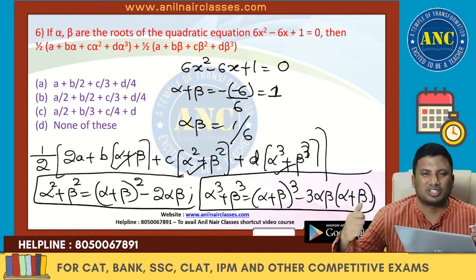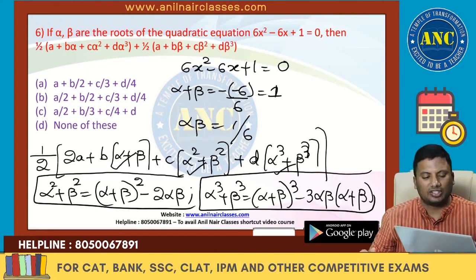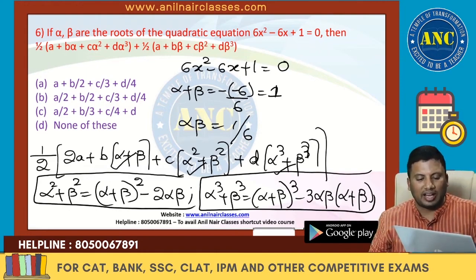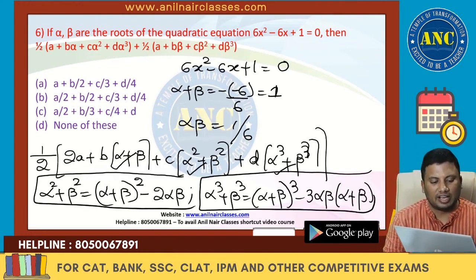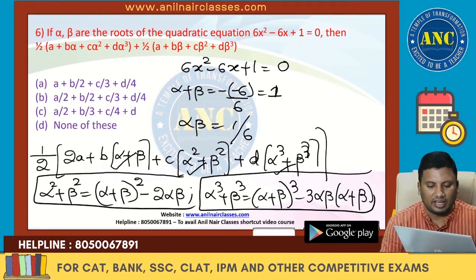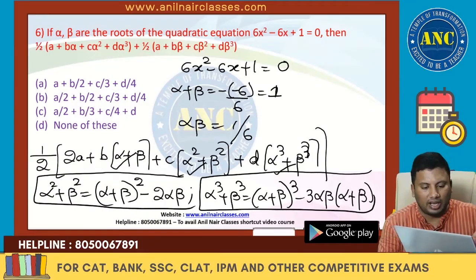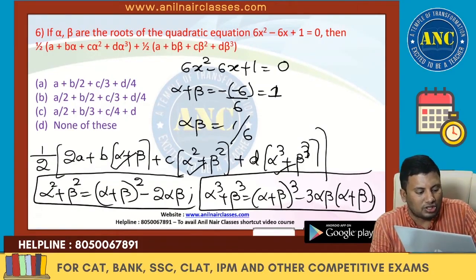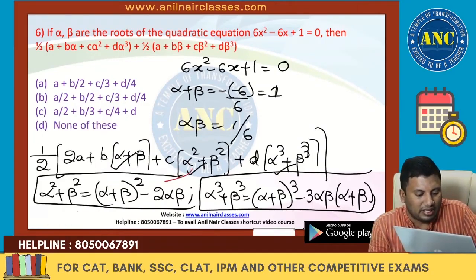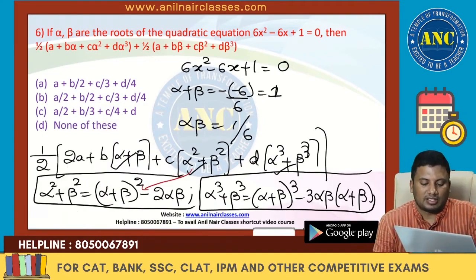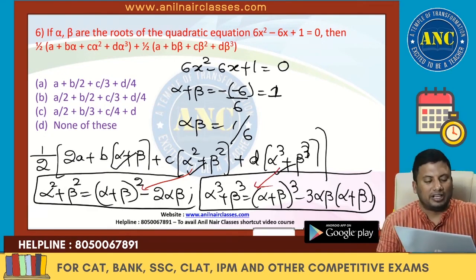Anything which involves too much of counting, you please do it on your own. Whatever the answer that you get, that itself is the answer. I hope the idea is clear. Here substitute alpha square plus beta square. Here substitute alpha cube plus beta cube.